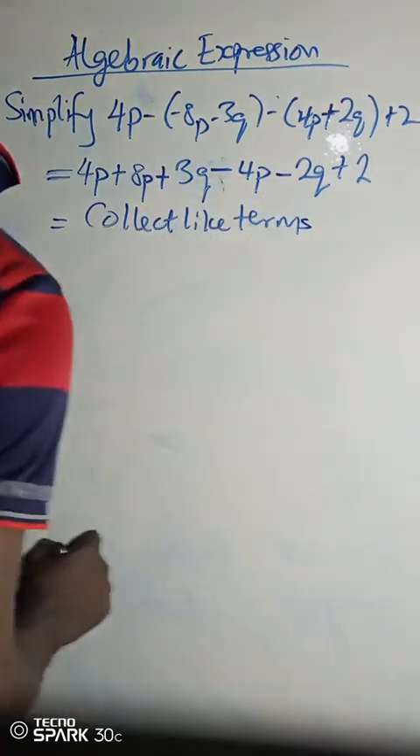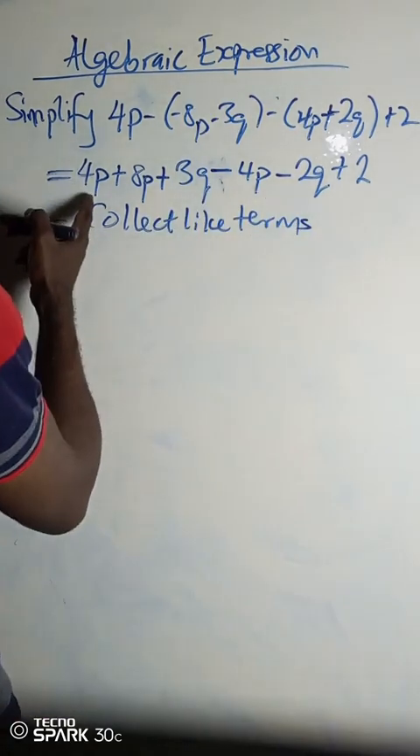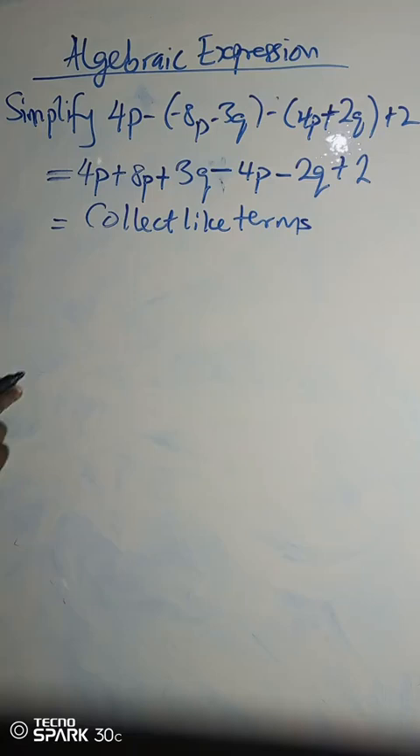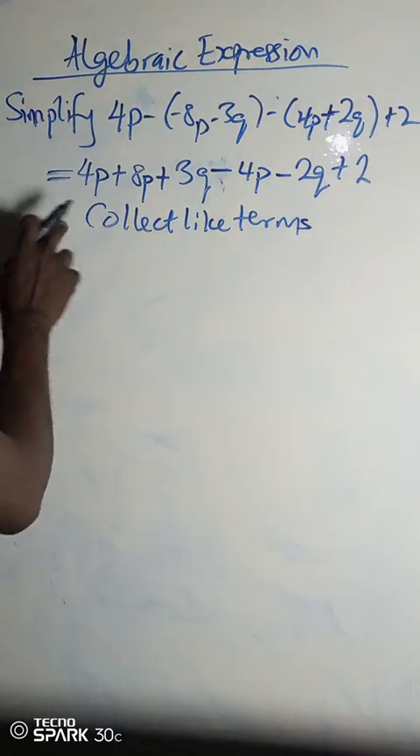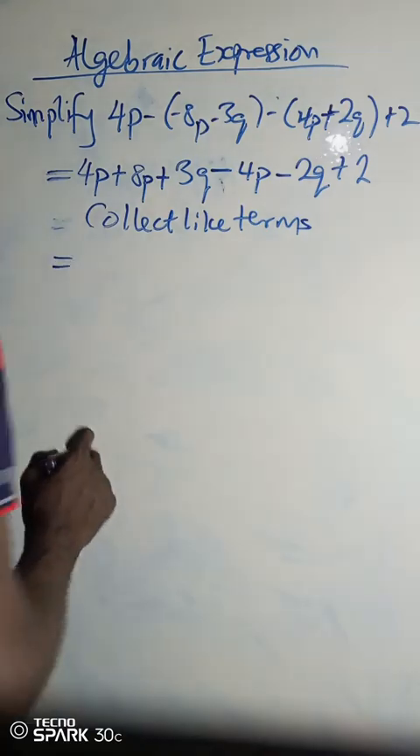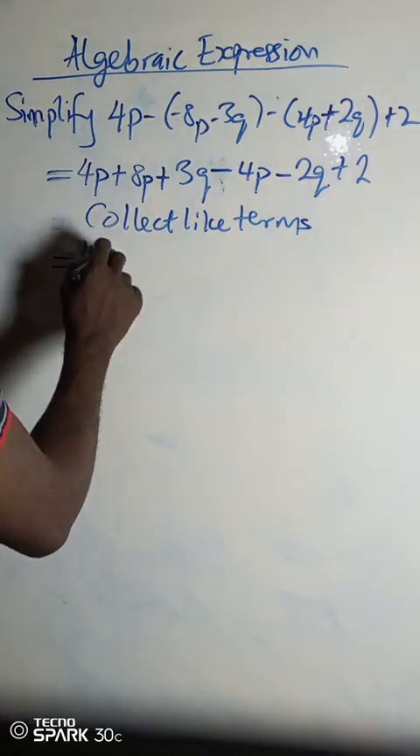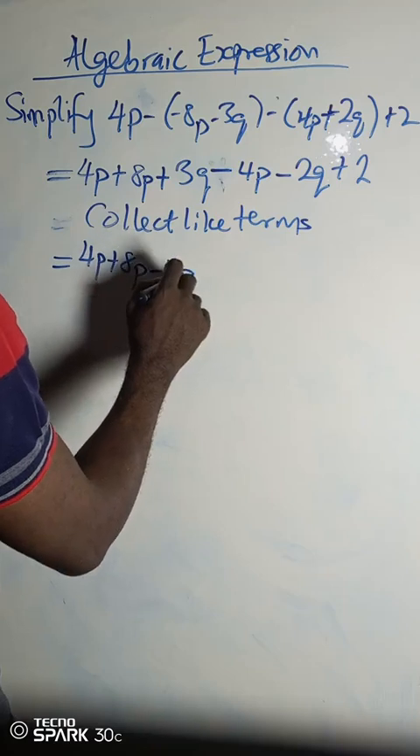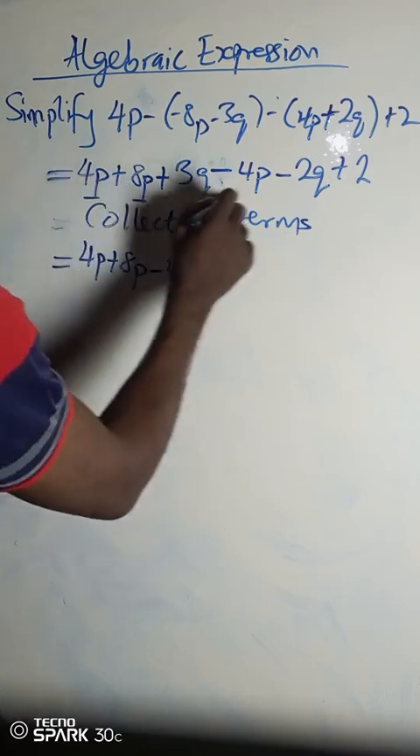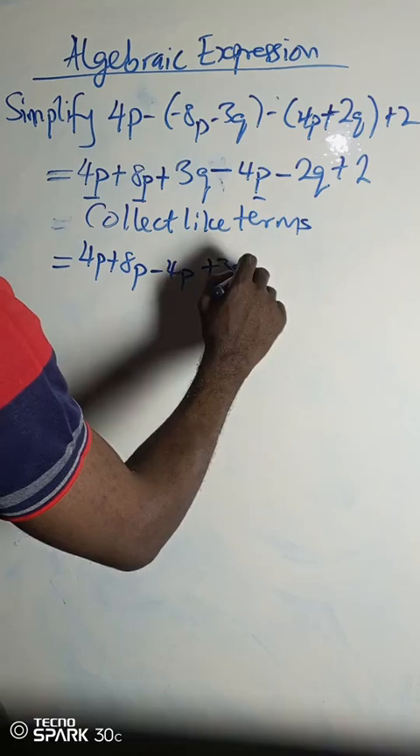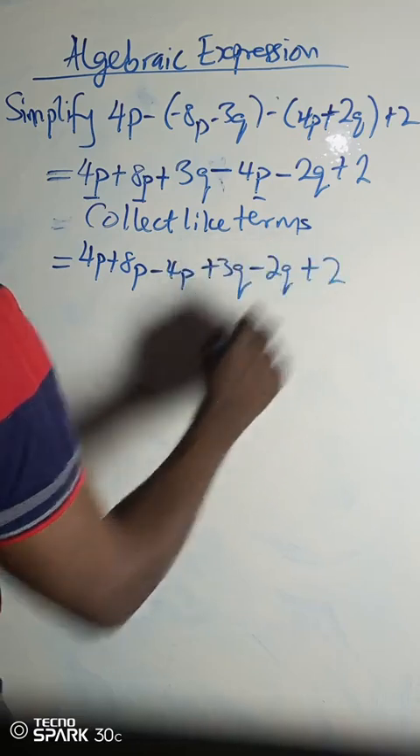What we need to do next is what we call collect like terms, that is terms that look alike. We are having letters P, Q. So we follow the arrangement of alphabetical order. At the same time, we tend to arrange positive terms before the negative terms. We have 4p plus 8p. Any other p? Yes. Minus 4p. We are left with q plus 3q minus 2q plus 2.